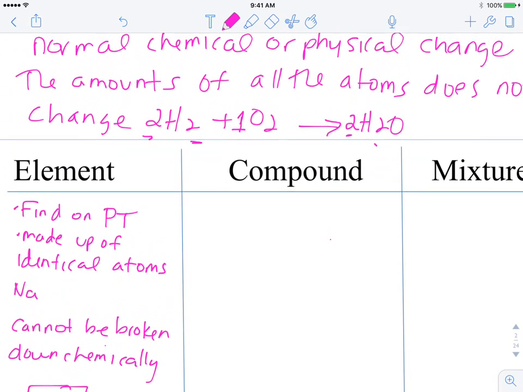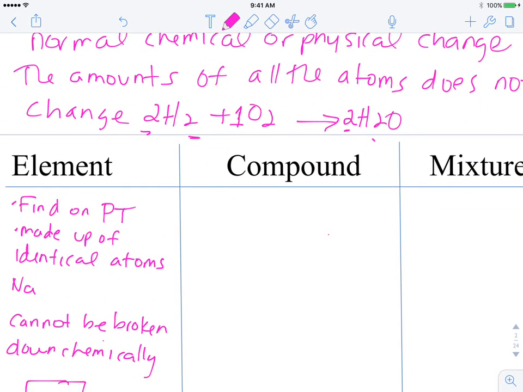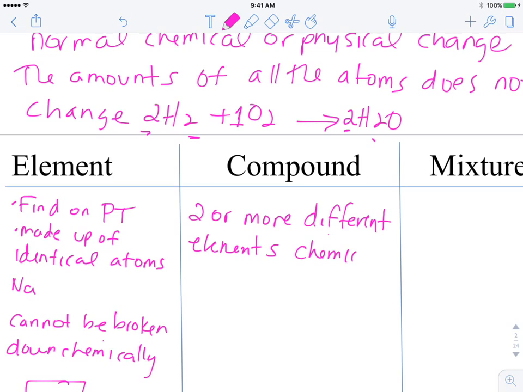So, if I were to go to a compound, with a compound I have two or more different elements chemically combined. And the different is really key, because there are certain elements that actually can exist where there's two or more of the same element chemically combined.